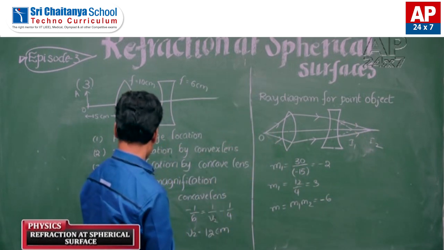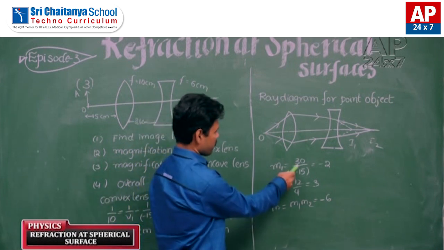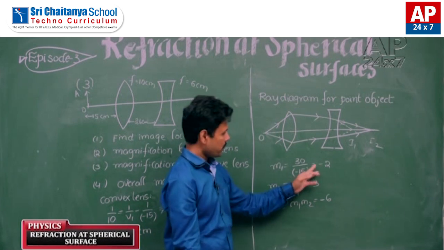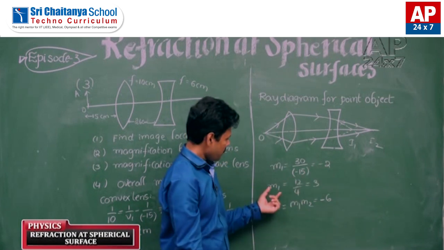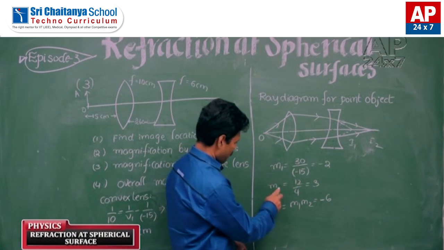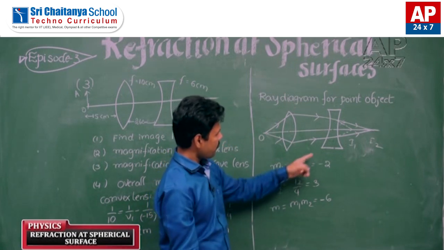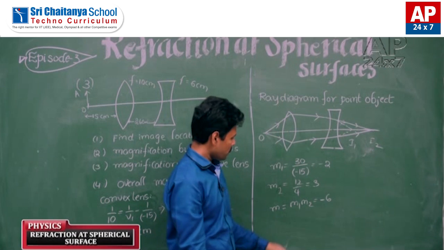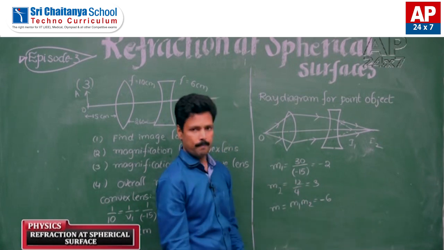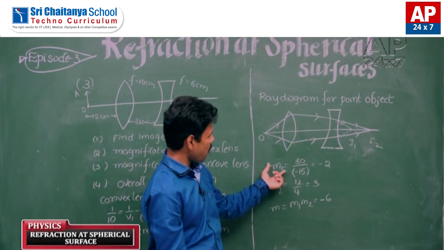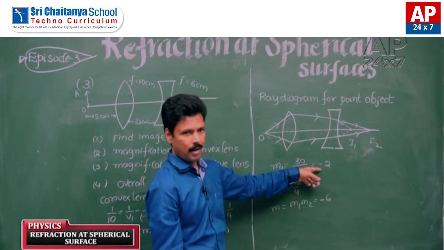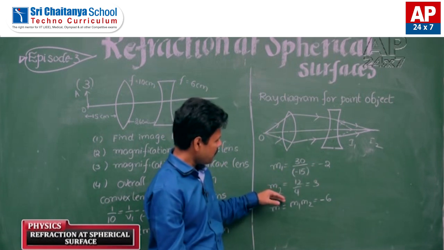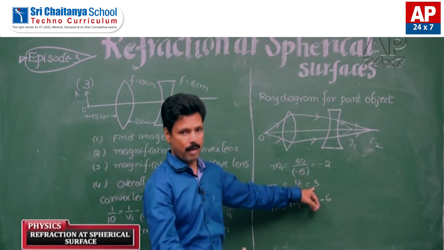Now see magnification by the convex lens, v by u, v plus 30 and u minus 15. So it is now minus 2. Next, coming to M2. M2 is equal to, for the concave lens, u value plus 4 and v value plus 12. So it is now 12 by 4, it is positive. That means the image by the convex lens is inverted and 2 times magnified. But the image by the concave lens is now erect and 3 times magnified.